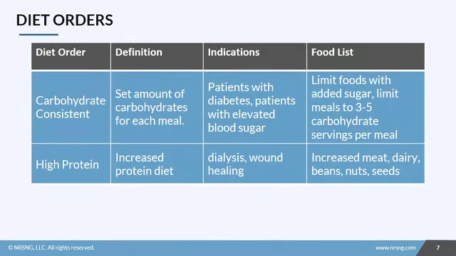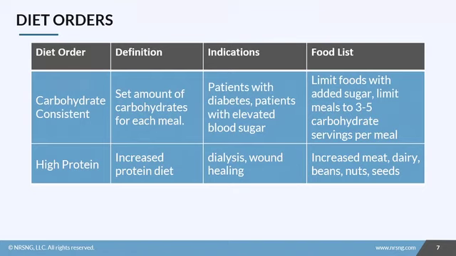Carbohydrate consistent. This is the diet order used for patients that are having issues with blood sugar. There are typically a few levels, low, medium, high, which should be prescribed based on the size of the patient. They are based on a calorie range, and then a specific amount of carbohydrate is allotted for each meal. For example, a medium level might allow 45 grams for breakfast, maybe 60 grams for lunch, 60 grams for dinner, and then there are usually a couple 15 to 30 gram snacks allowed throughout the day as well.